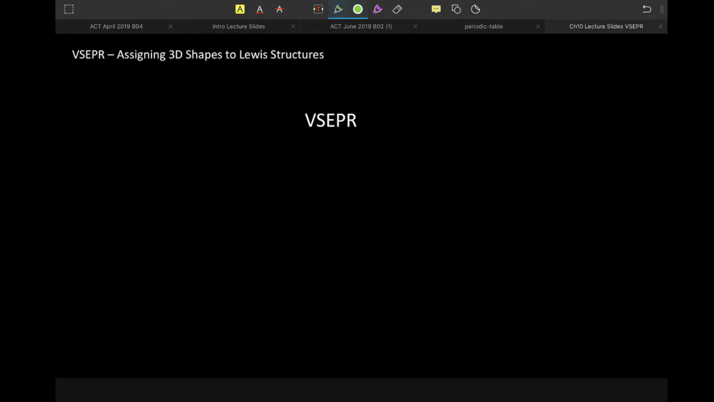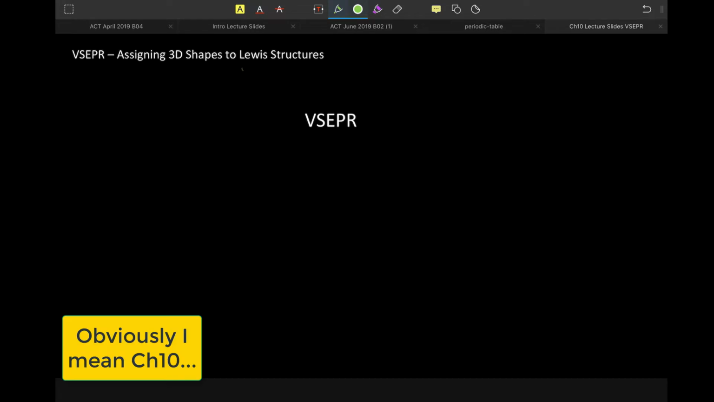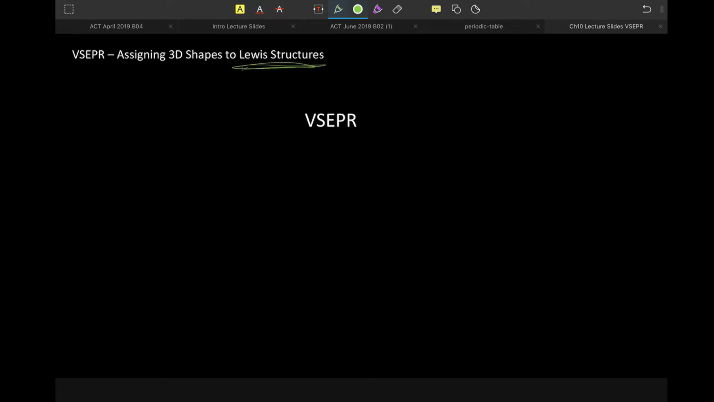Hello Honors Chemistry and welcome to VSEPR theory, which is the last couple sections of Chapter 9, where we take our Lewis structures, the things that we've been doing in the first part of Chapter 10, which are two-dimensional and simply show atoms and the distribution of electrons around those atoms, and now we can assign a three-dimensional shape to those molecules, which is then going to allow us to determine if molecules are polar or nonpolar.